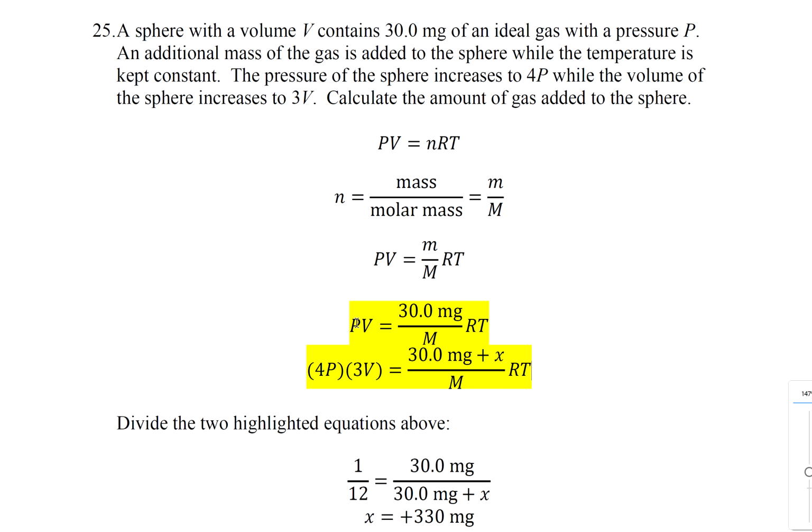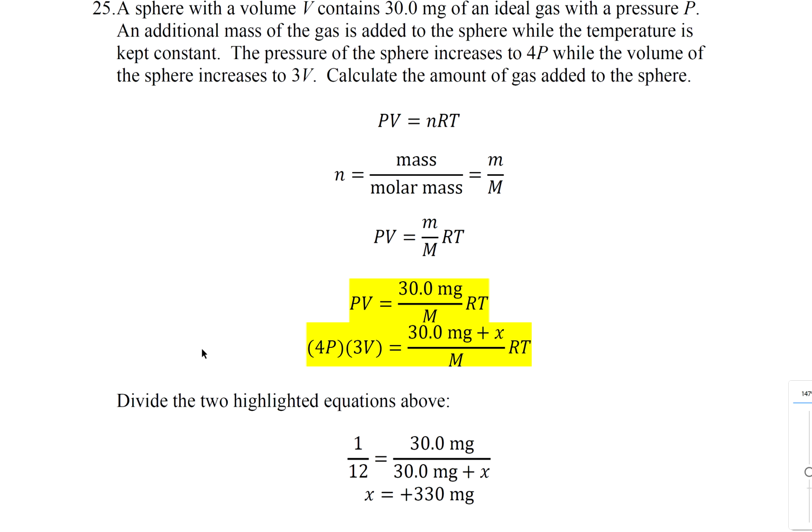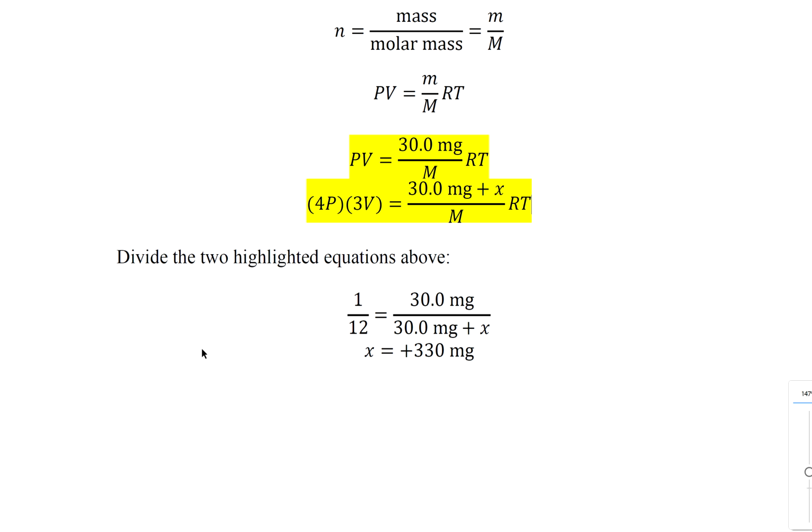So this first highlighted equation is the initial condition. The second highlighted equation is the new condition. So divide the two highlighted equations above, and we get this. And now we could solve for X.